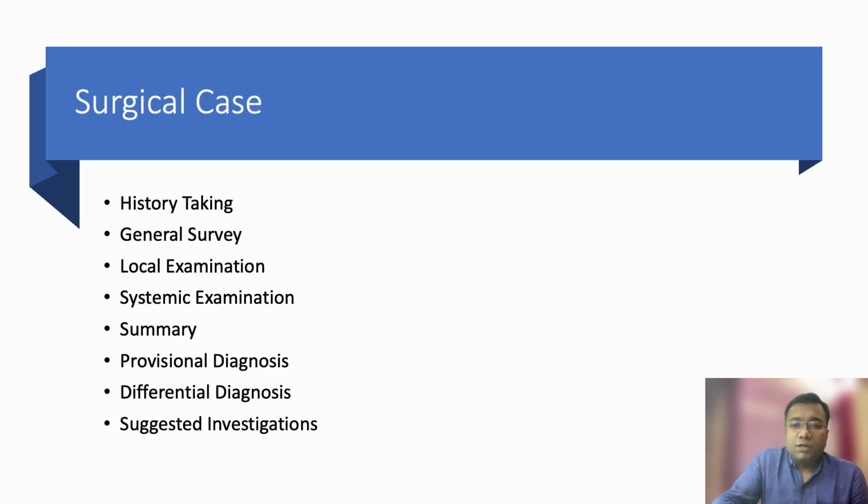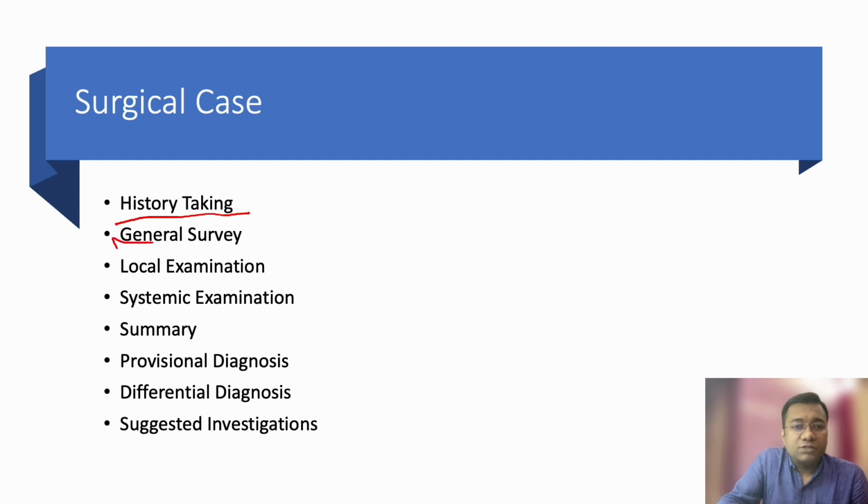So, what are the format and the headings based on which you will take your surgical case? The first thing is your history taking. For any case to be reported, you need to have a good history taking. This history taking is actually the information which you gather from your patient, transferred in a scientific manner to a scientific forum. So that's what is known as history taking. I'll come to the details of history taking.